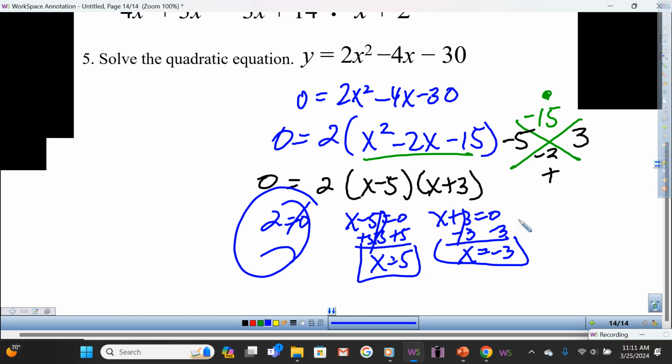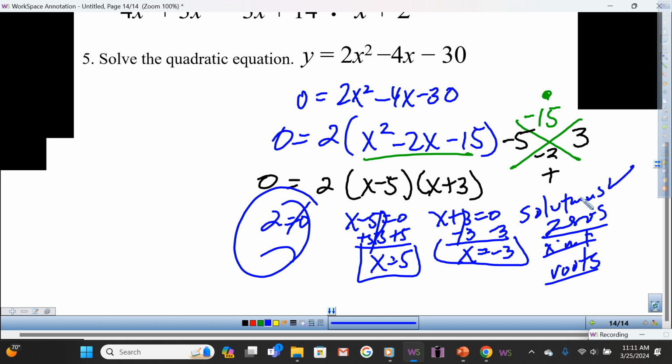Now, reminder, these are my solutions. What are the other names? Tell your neighbor, please. What are the other names for that one? There's 3 more. All right? Enlighten us, please. Jay, go. Zeros. X-intercepts. Root. Let's go. Yes, that is correct.